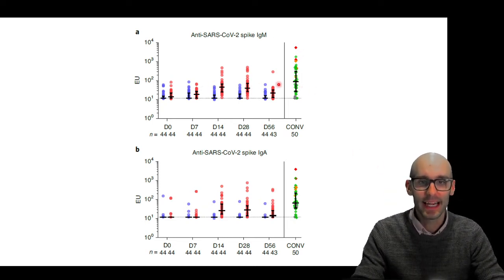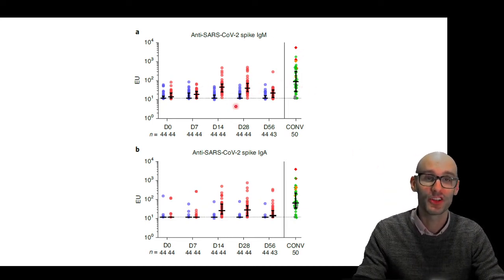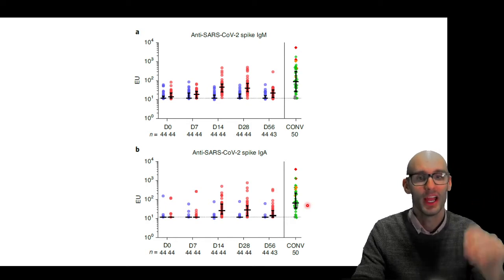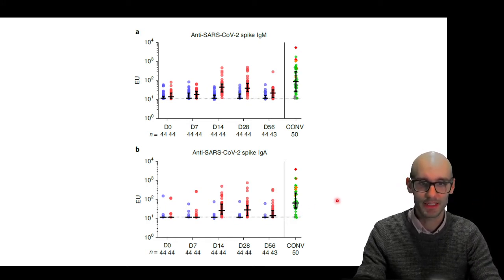Now, so IgM, I would say those levels are pretty similar, so they've done a pretty good job there, and IgA is the same. It's a little bit higher here, but remember, this is day 56. Convalescent means that they probably currently tested positive, so you would expect more antibodies there. But that's pretty good in terms of IgM and IgA.